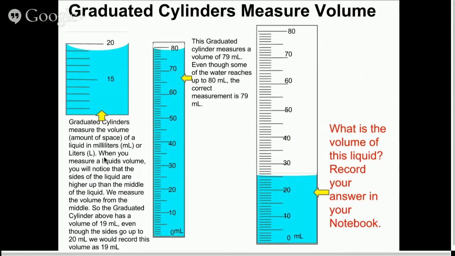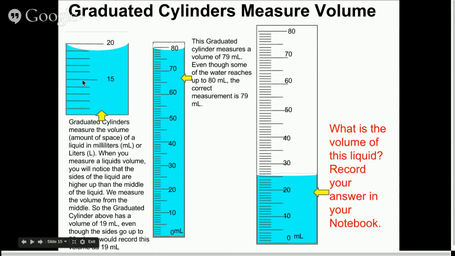So first I'm going to teach you a little bit about graduated cylinders and how we measure volume. We put water into these little cylinders, and they're 3D cylinders that have markings on the side. These markings mark off milliliters.